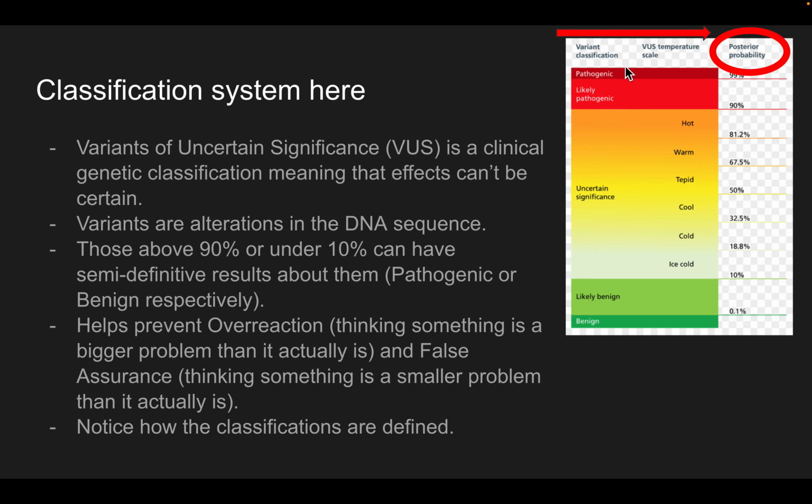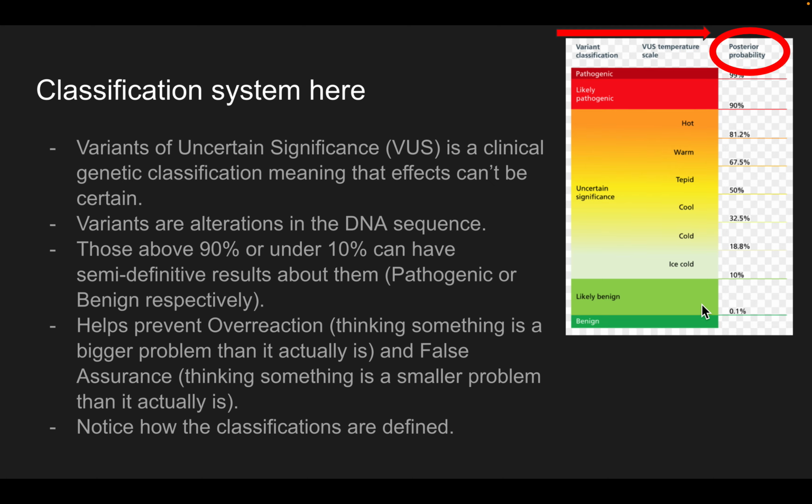This is the classification system, which ranges from pathogenic to benign. And the middle here is uncertain significance. So as you can see, if it's above 90%, it's likely pathogenic. Above 99%, it's pathogenic. If it's below 10%, it's likely benign. And if it's below 0.1%, it's benign.